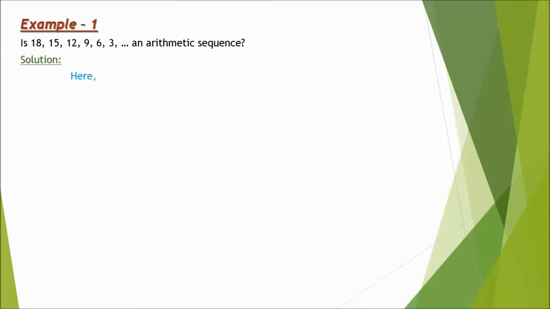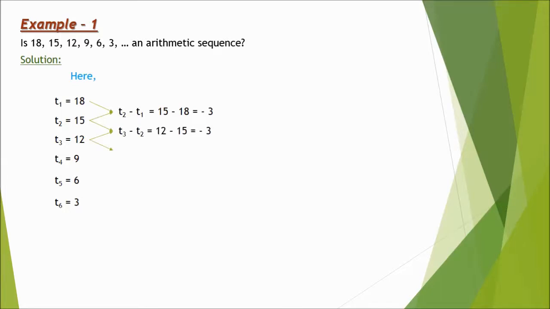Here, let's see, the first term is 18, second term is 15, third term is 12, fourth term is 9, fifth term is 6, sixth term is 3. Now the difference between the first two terms, T2 minus T1, is 15 minus 18, which is minus 3. Let's see the difference between the third and second term, 12 minus 15, which is also minus 3. And the difference between the fourth and third term, 9 minus 12, is also minus 3. And we are going well.